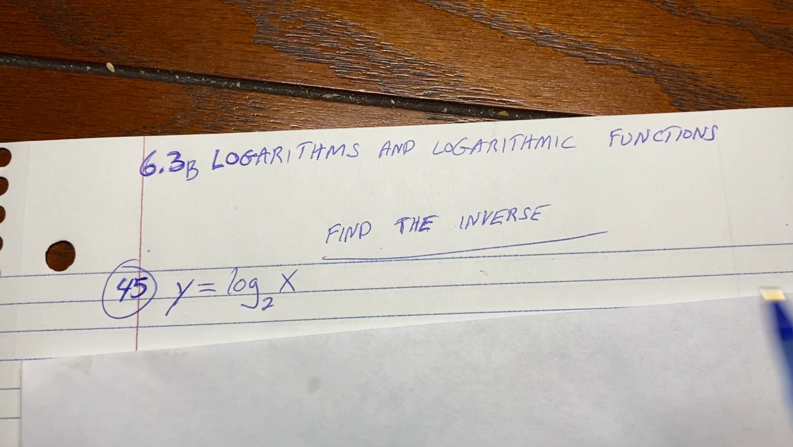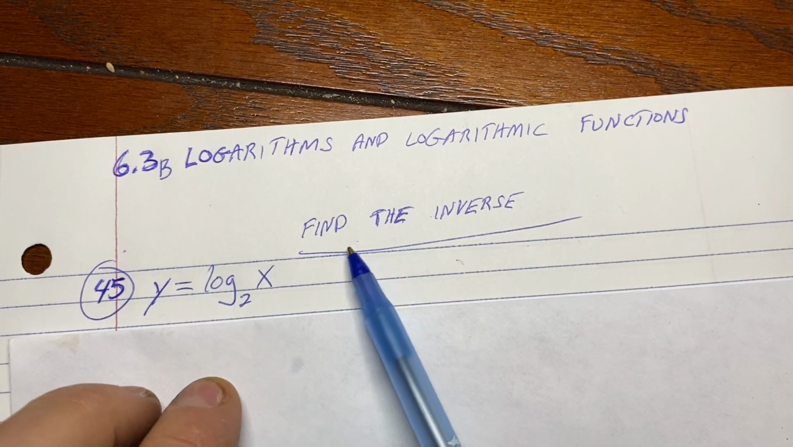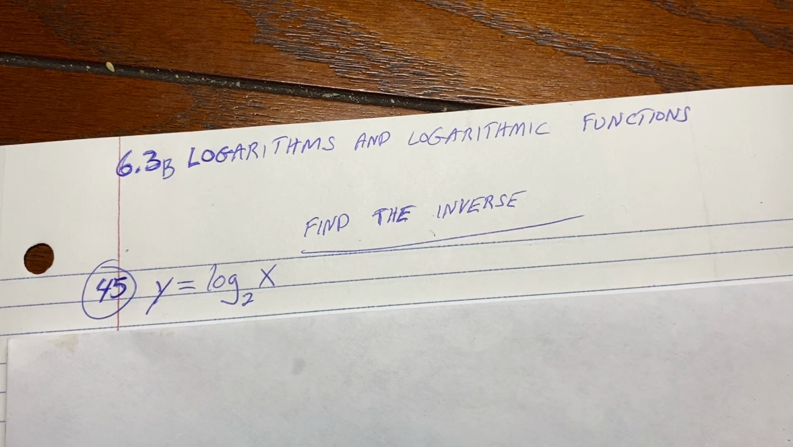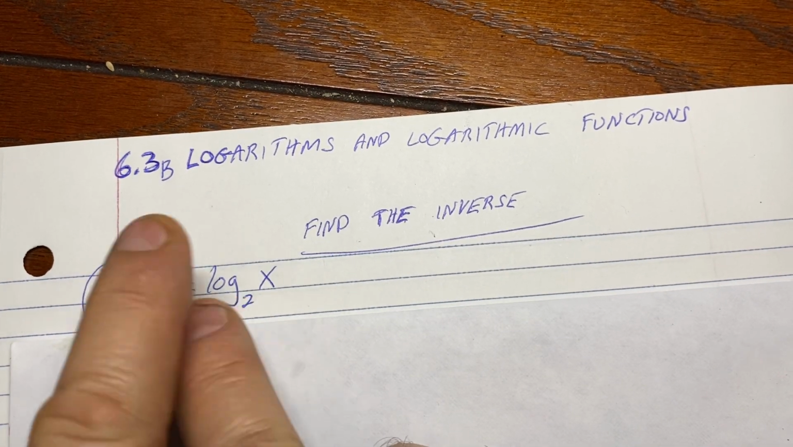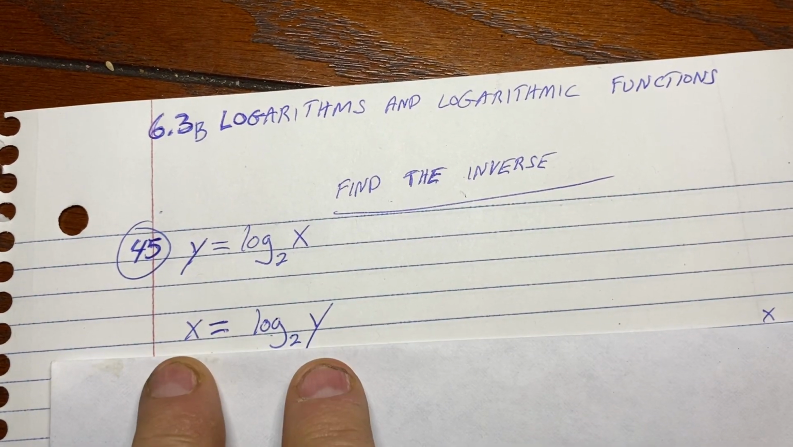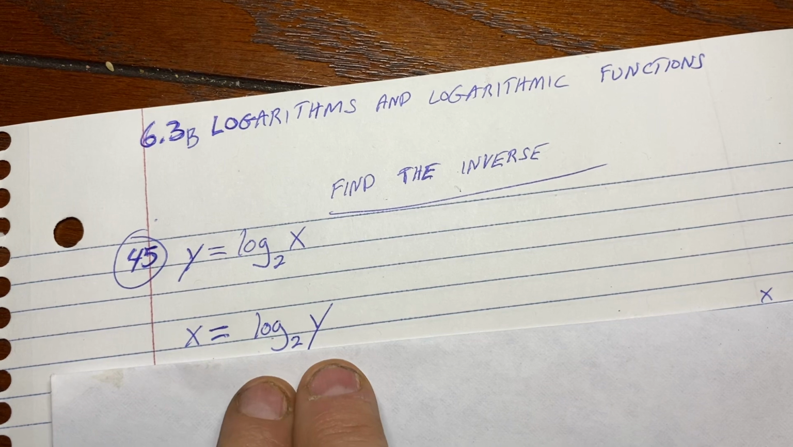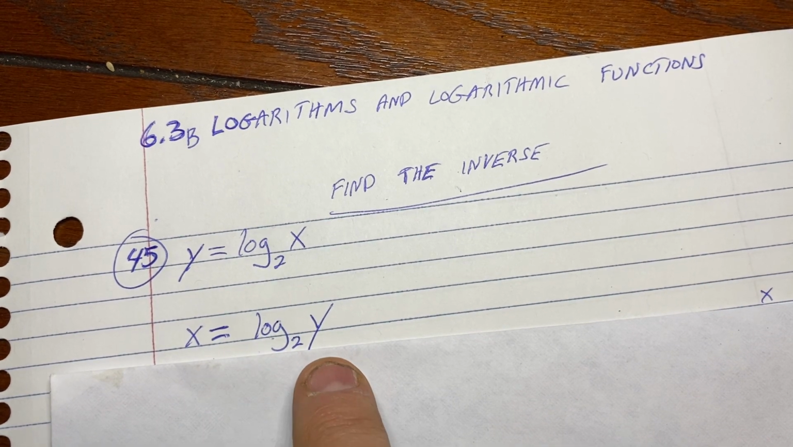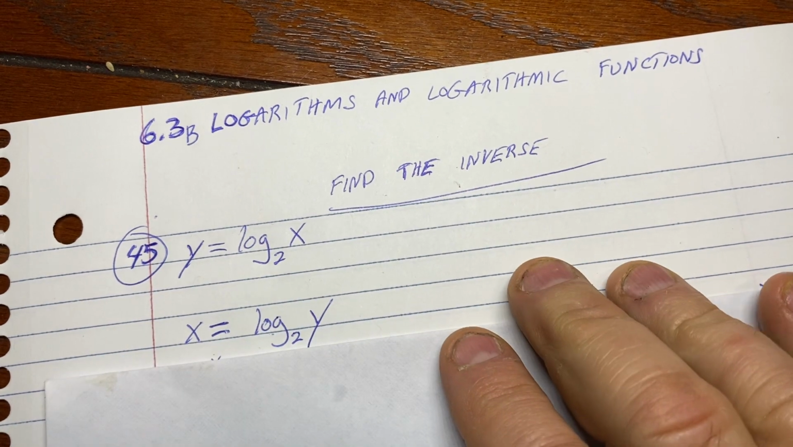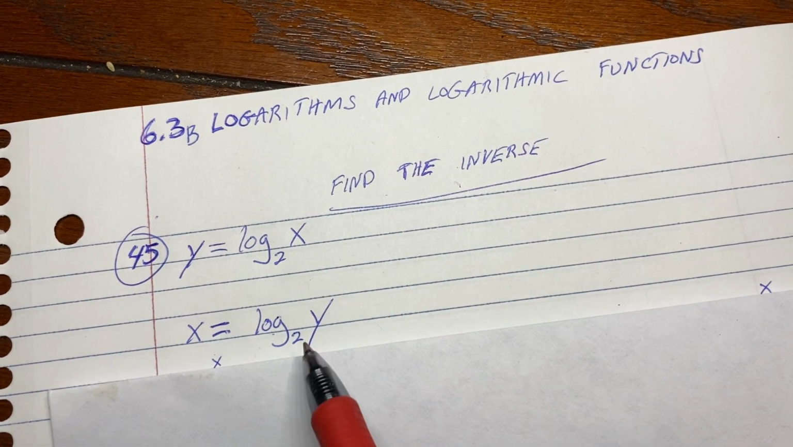Question 45. So this one says find the inverse. So when you find the inverse, you take the x and the y and switch places. You switch the places of x and y. And now you have to solve for the value of y. So anything that's not a y, you have to get to the other side. Okay? And how do you do that?